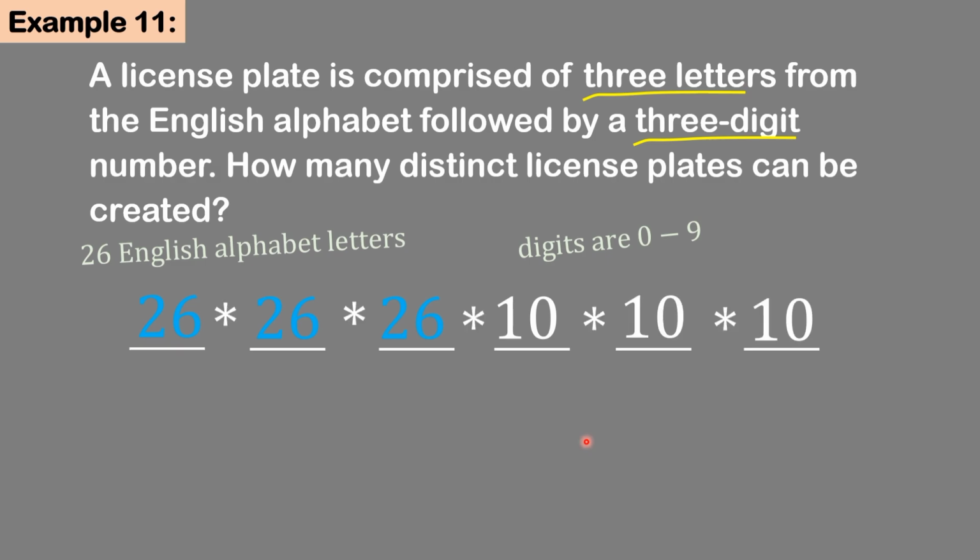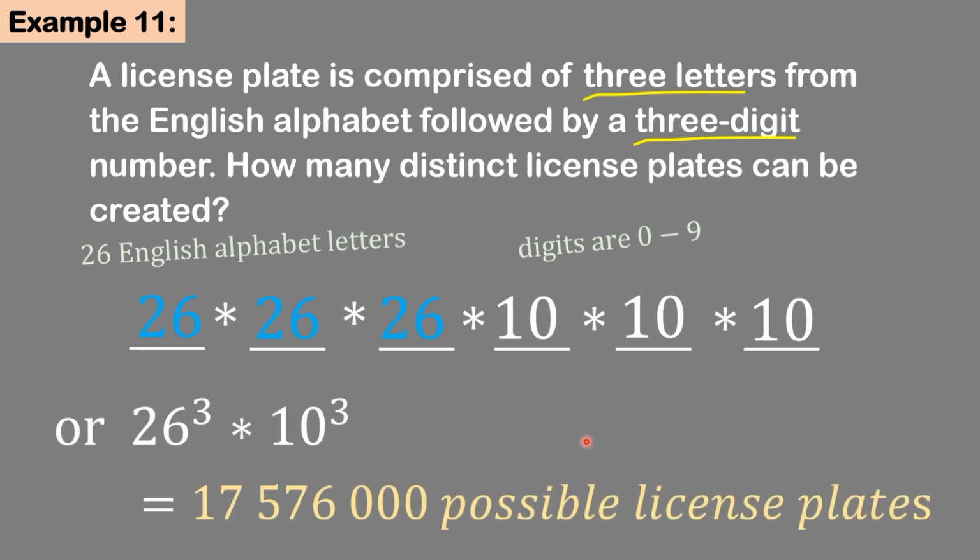We multiply. Therefore, there are 17,576,000 possible license plates comprised of 3 letters followed by 3-digit numbers.